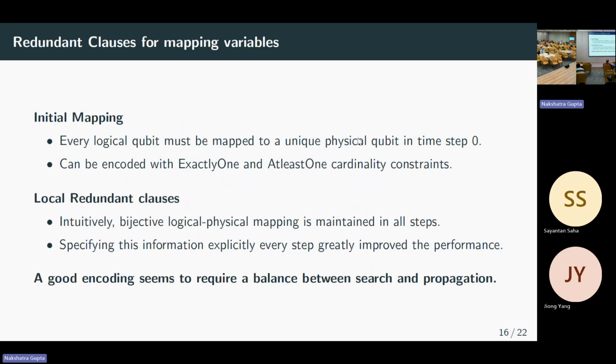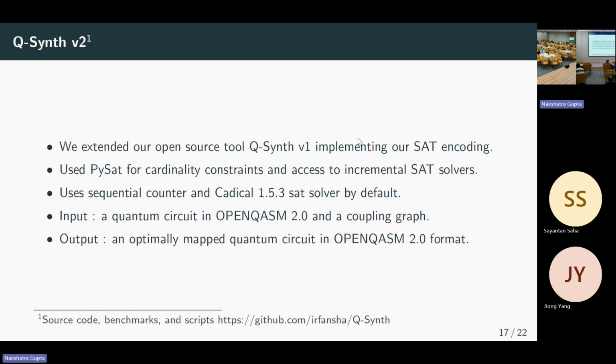So we encoded all of these ideas in our tool. We extended QSynth version 1 to 2. It's an open source tool. And we use PySAT for cardinality constraints and access to incremental SAT solvers. By default, we use a sequential counter and the CaDiCaL SAT solver as a backend. Because we use PySAT, we can just change options and run other SAT solvers and cardinality constraints.